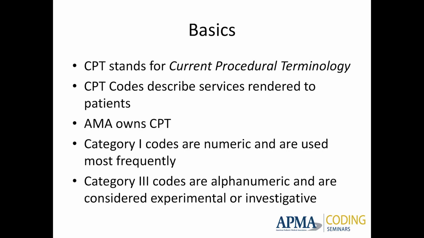Category 1 codes are the codes we typically use. Those are like the bunion codes, the 2829 series of codes. Category 3 codes are experimental and investigational codes. So if you do a subtalar joint arthroereisis procedure, that's a Category 3 code.